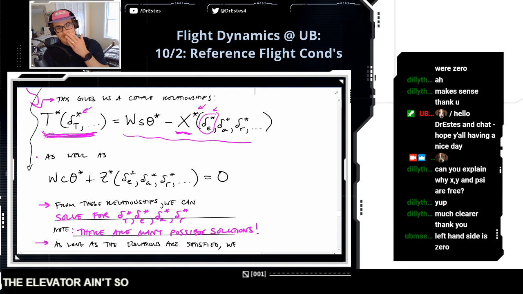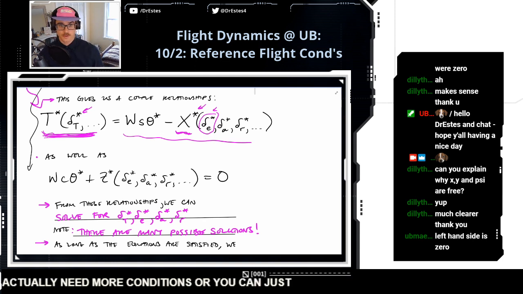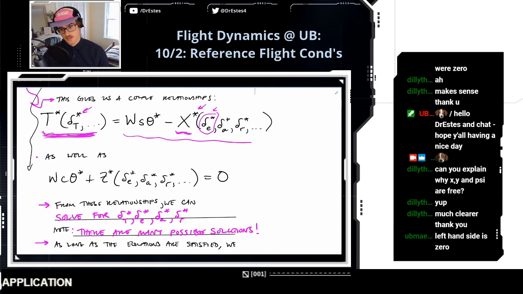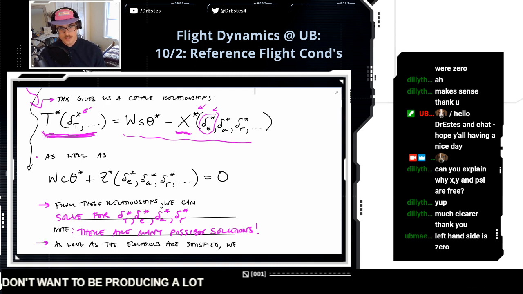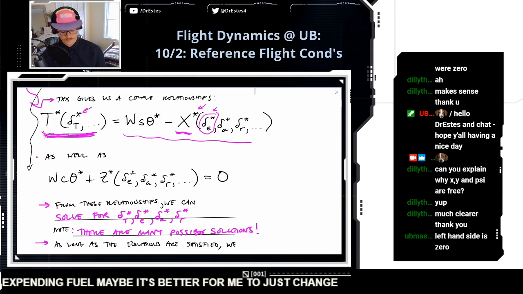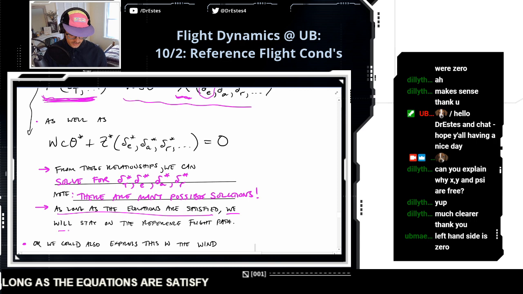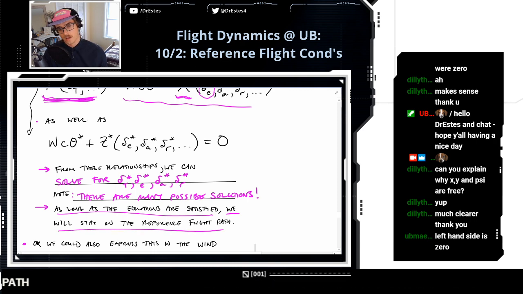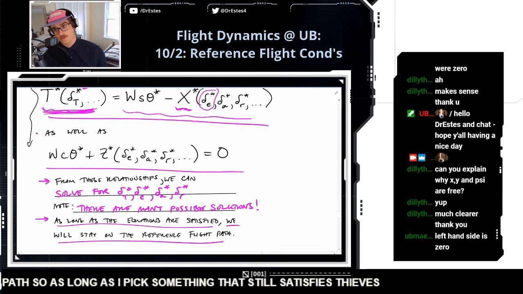So my point is, these conditions here don't give us one answer. We actually need more conditions, or you can just specify what's best for your application. Maybe you want to choose the option that uses less energy. So maybe I don't want to be producing a lot of thrust because that's using my engines and expending fuel. Maybe it's better for me to just change my elevator. So the point is, as long as the equations are satisfied, we're still going to stay on the reference flight path. So as long as I pick something that still satisfies these equations overall, then we're okay.